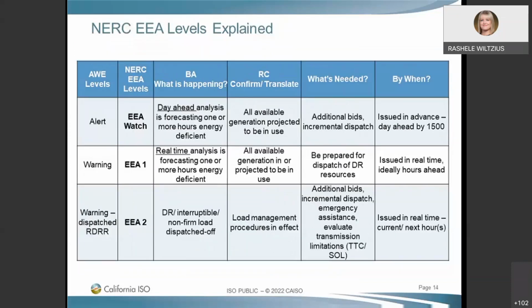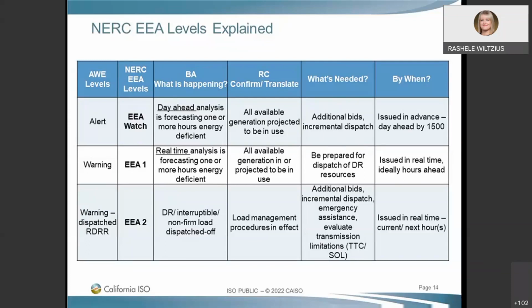All right, let's go ahead and jump into the NERC EEA levels. So the current level is alert, and the new level is an EEA watch. So what is happening during an EEA watch? Basically, in the day-ahead analysis, they're forecasting that there is 1 or more hours that are energy deficient. What we need, additional bids, right? Incremental dispatch, and we issue that a day in advance by 1,500 hours, typically, okay?